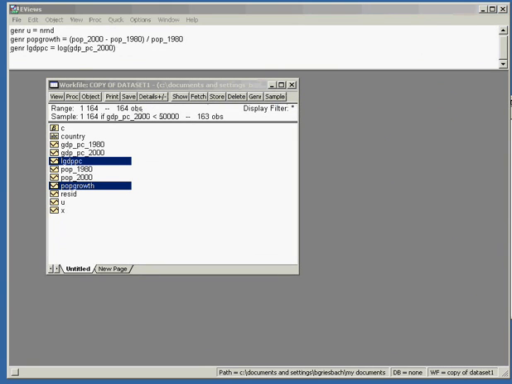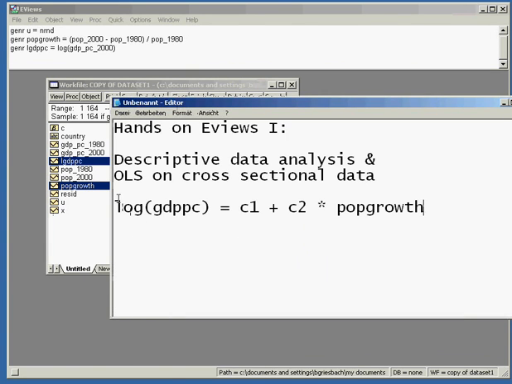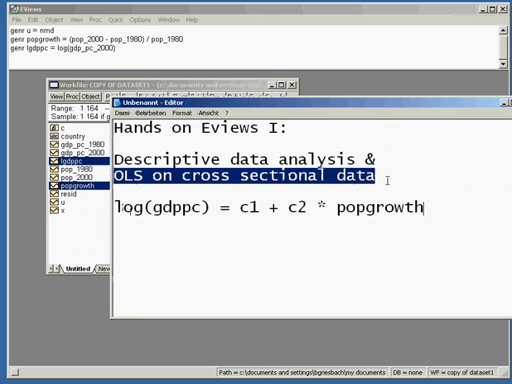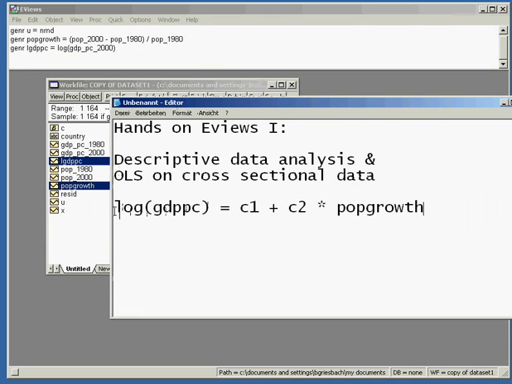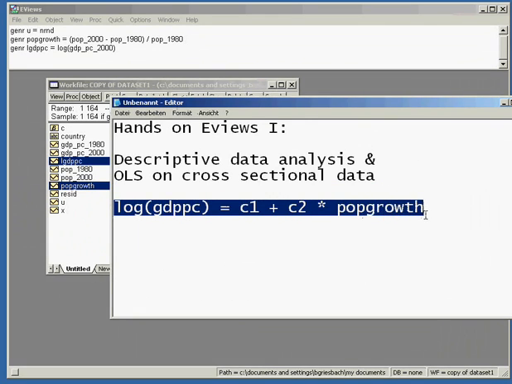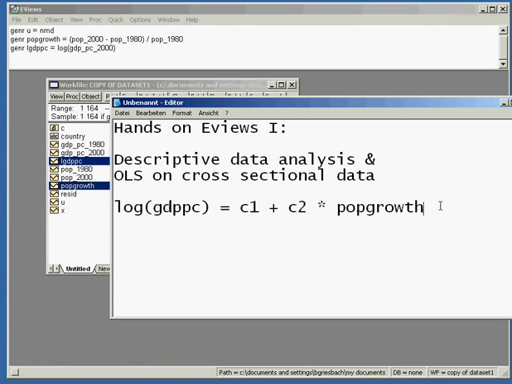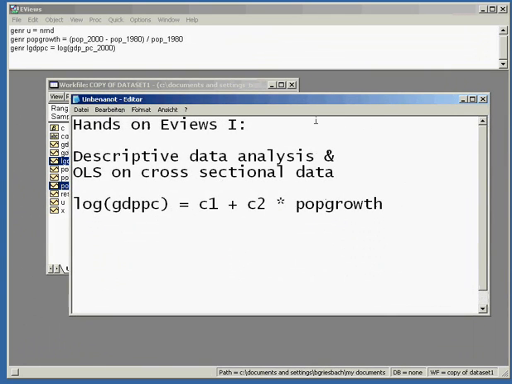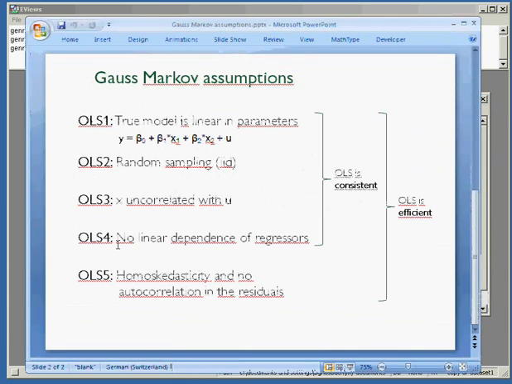So now we continue with our original aim, namely to perform an ordinary least squares on cross-sectional data, and we want to estimate this equation. We've created our variables. Next, before we start, we have to consider again what the necessary assumptions are for an ordinary least squares estimation to work. Those are the so-called Gauss-Markov assumptions, which are as follows.